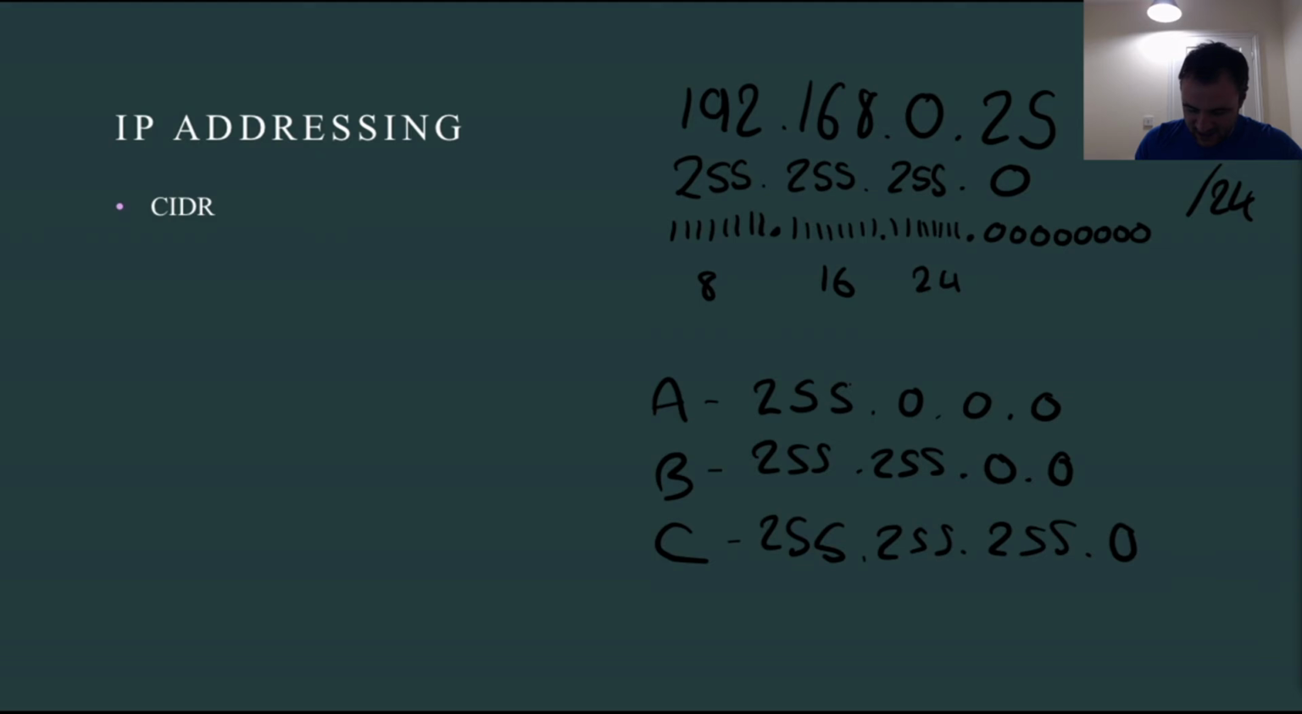So for this, we count the number of ones that are turned on. So if we have 8, 16, 24. So a class C address has 24 bits turned on, or written with a slash notation, and that's also what it's called. It'll slip between the two, CIDR or slash notation. So class B, 16, class A, 8.